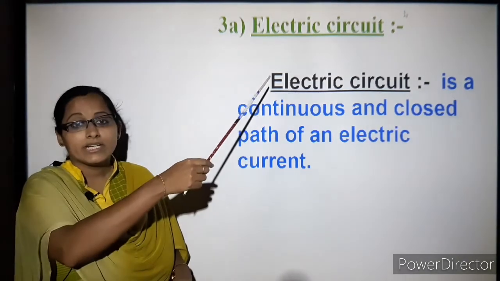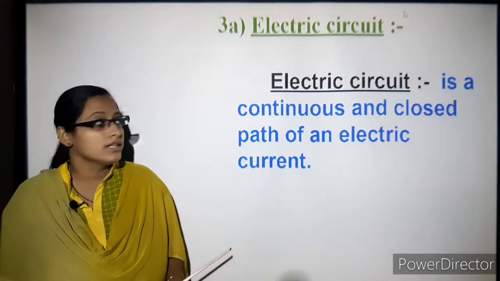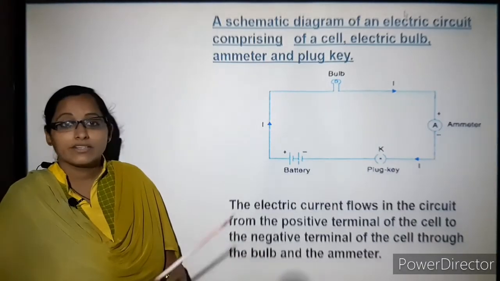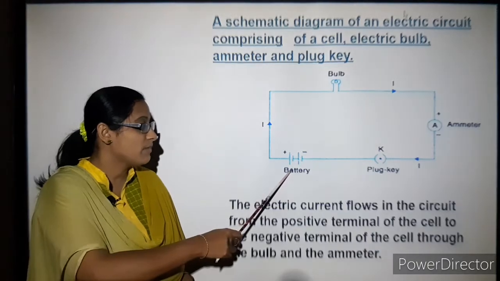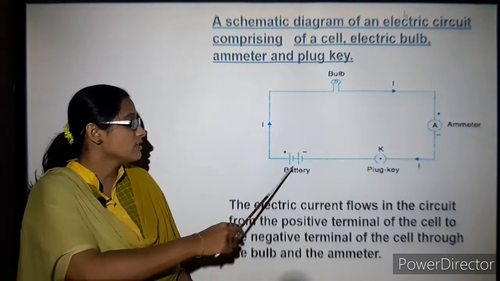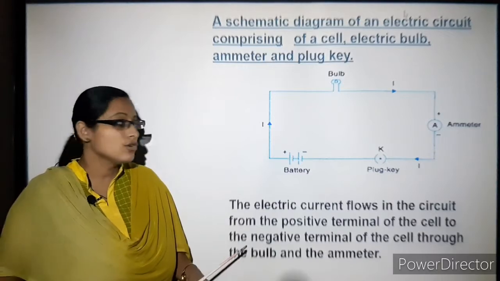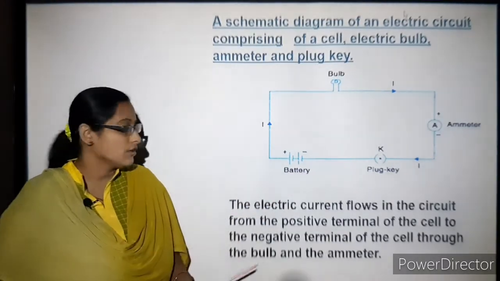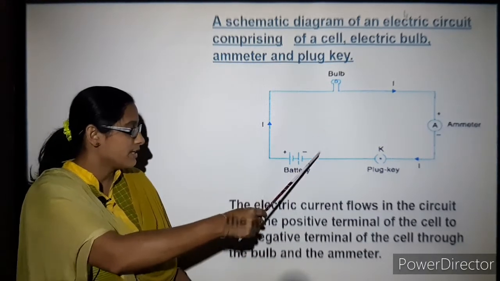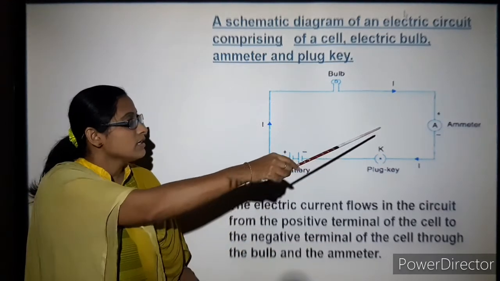So what is an electric circuit? A continuous and closed path of an electric current is known as an electric circuit. What does an electric circuit contain? It consists of a battery, a plug or a key, an ammeter and a bulb. You can see the movement of current from positive to negative terminal, and electrons move from negative to positive terminal. Electric current flows in a circuit from the positive terminal to the negative terminal of the cell through the bulb and ammeter.